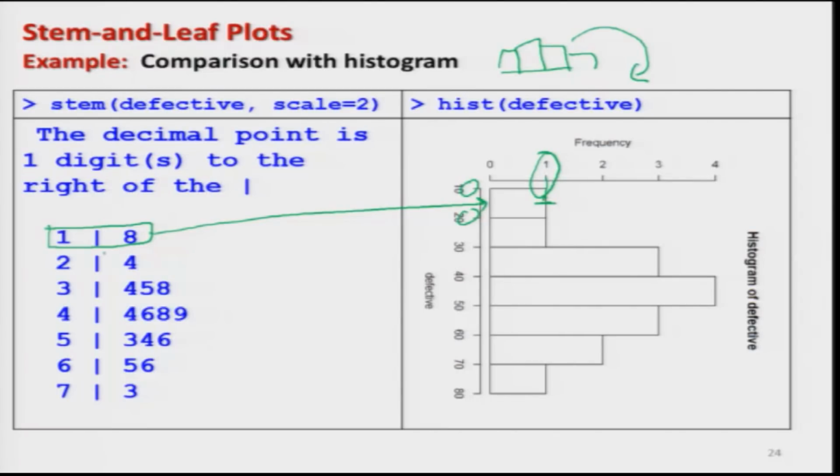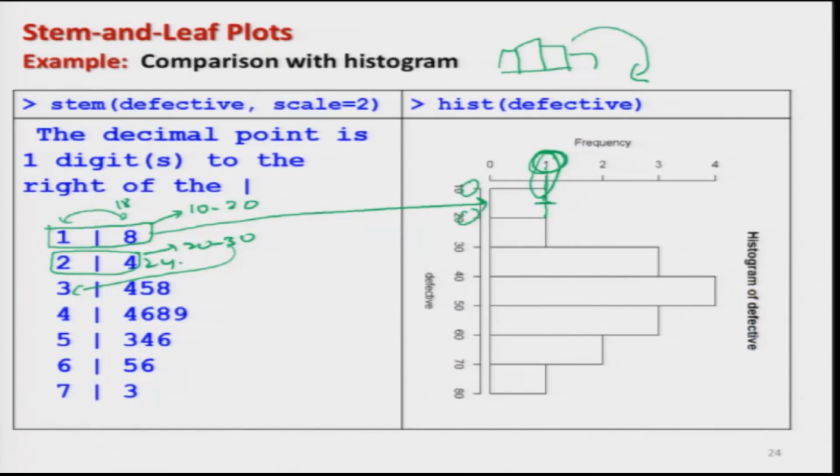So, the same thing is happening here also. We are trying to read 1 | 8 as 18, and the next value here is 24. So, that is indicating that the class interval here is 10 to 20, and then 20 to 30 and so on. 30 is coming because of this 3. You can see that the number of values in the first interval is only 1, this is 8. So, this is indicating 1 on the y axis.